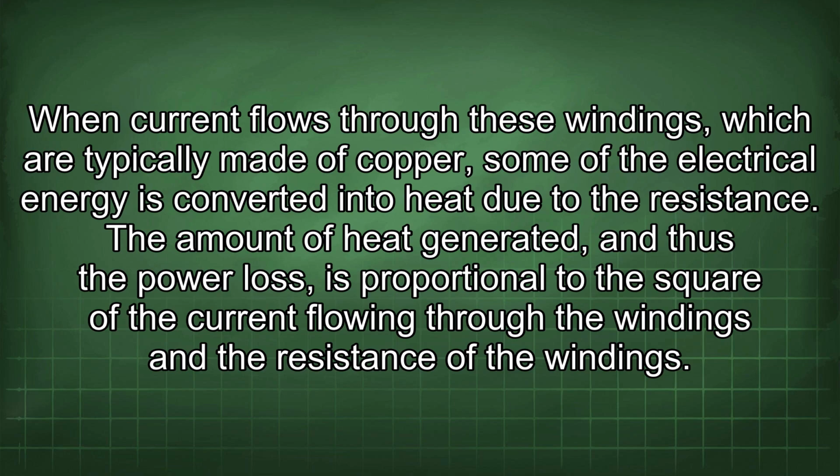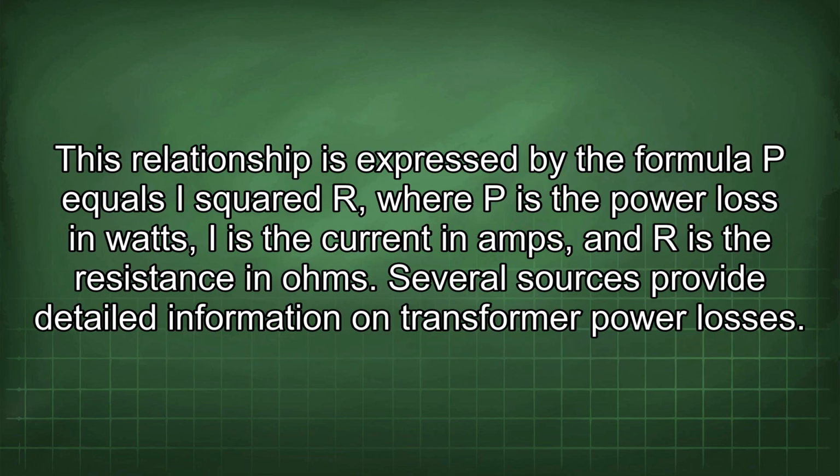The amount of heat generated, and thus the power loss, is proportional to the square of the current flowing through the windings and the resistance of the windings. This relationship is expressed by the formula P equals I squared R, where P is the power loss in watts, I is the current in amps, and R is the resistance in ohms.